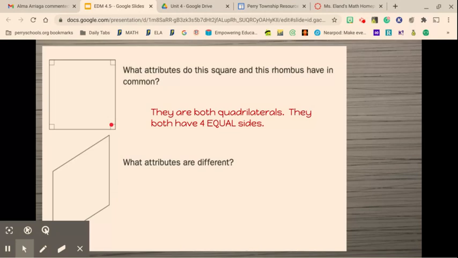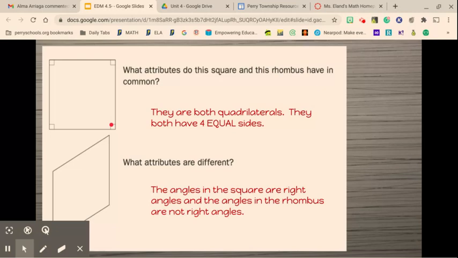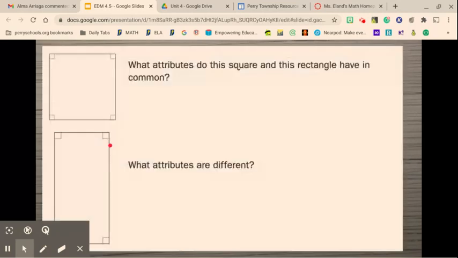What makes them different? Well, the angles in the square are right angles. They make that square corner. And the angles in the rhombus are not right angles.